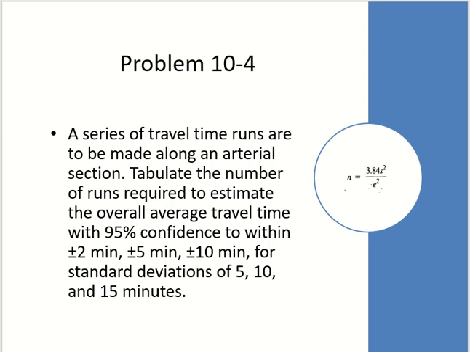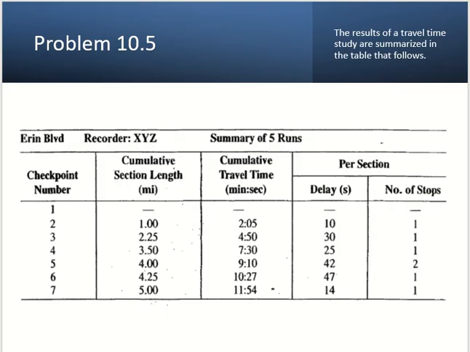Okay, yesterday we were doing the travel time studies analysis. We did a couple of problems in which we calculated the confidence interval, and then we looked at this example where we calculated the number of runs. So run means what? Number of observations. Okay, so moving on.